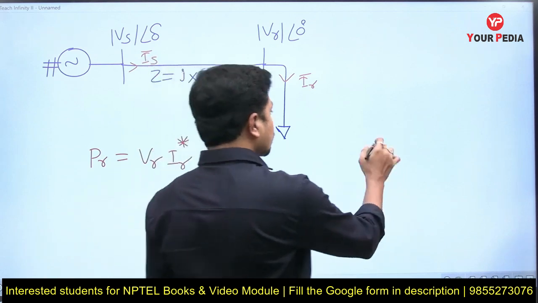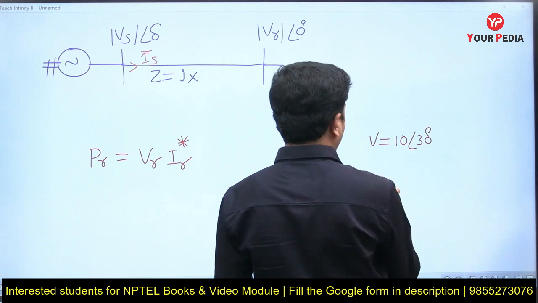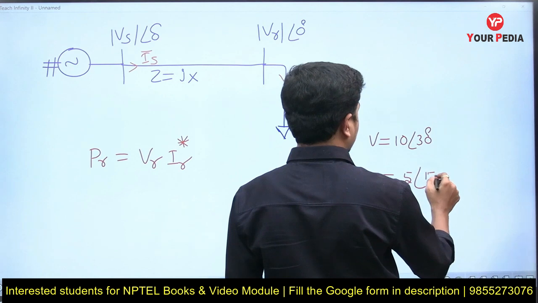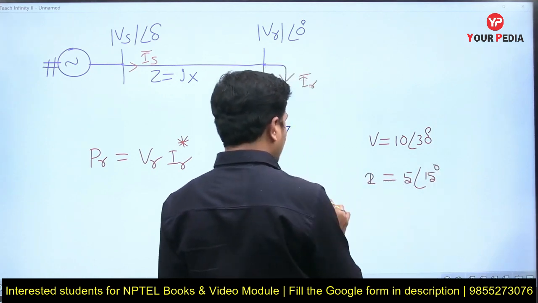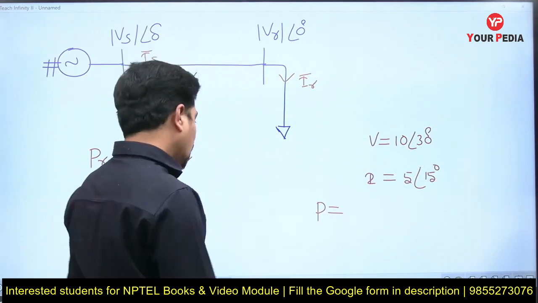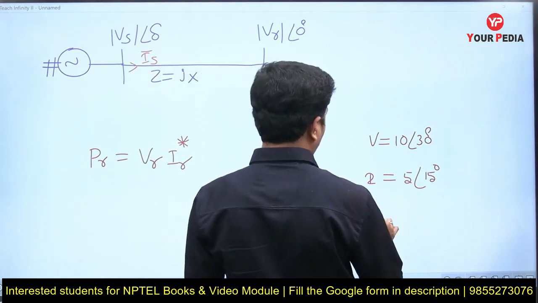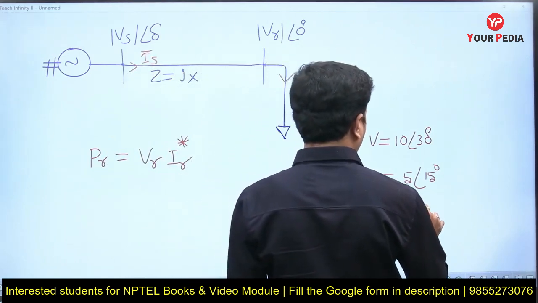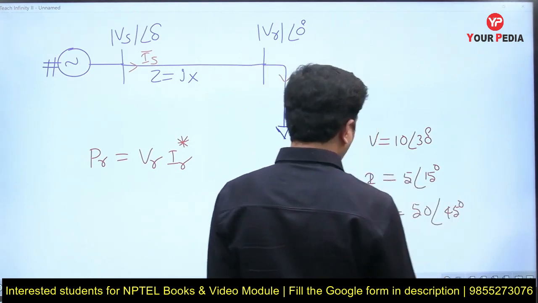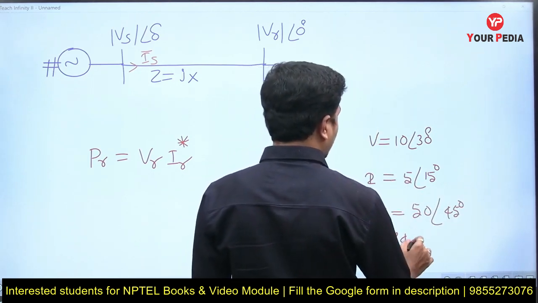See, I'll tell you. V is 10 at an angle 30 degrees. I is 5 at an angle, I can say 15 degrees. Now, what is the power? P is equal to VI cos phi, where phi is the angle between voltage and current. Now, if I directly multiply these two without conjugate, if I write S is equal to directly VI, then what is going to happen? 50 at an angle 45 we are going to get. Then what is P? P is equal to VI cos phi. Cos 45 you are going to get, which is wrong.